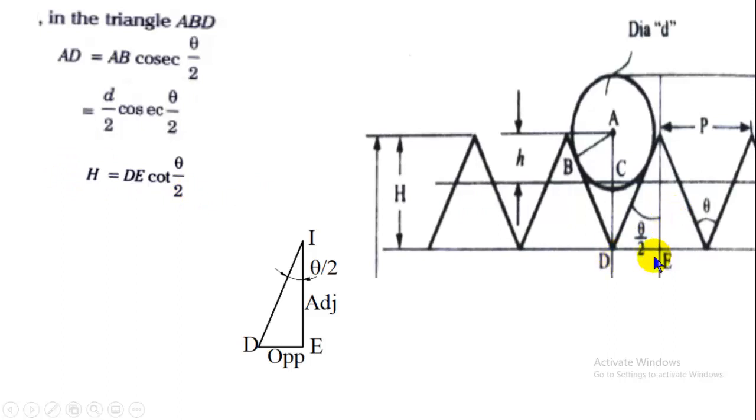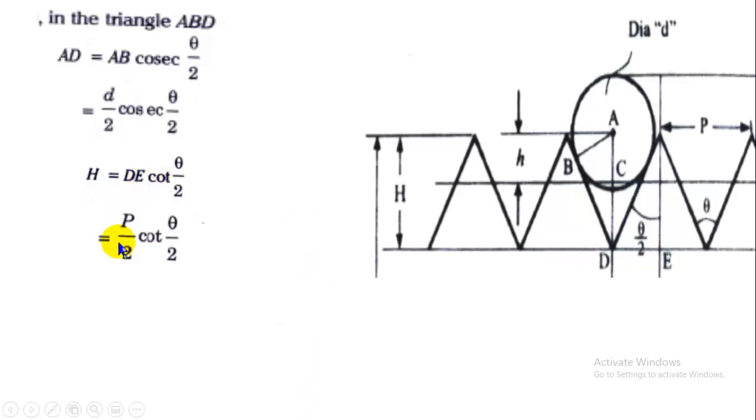Now we know that DE is half of the pitch, because it is dividing exactly at the middle. The total distance between the roots is the pitch, and if you take half of that, we can write it as P by 2. Pitch will be denoted by P. So this DE can be replaced by P by 2. Then this H equals P by 2 into cot theta by 2.